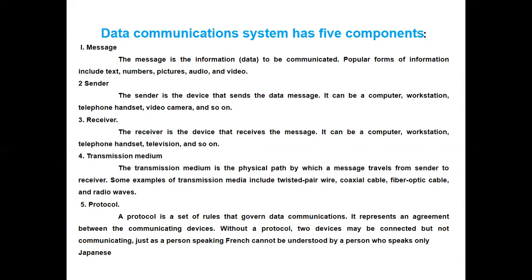Next, the receiver. The receiver is the device that receives the message. It can be a computer, workstation, telephone handset, television, and so on. The fourth component is the transmission medium, either wireless or wired. The transmission medium is the physical path by which a message travels from sender to receiver. Examples are twisted pair cable, coaxial cable, fiber optic cable, and radio waves.